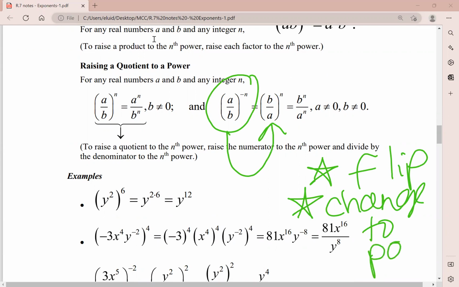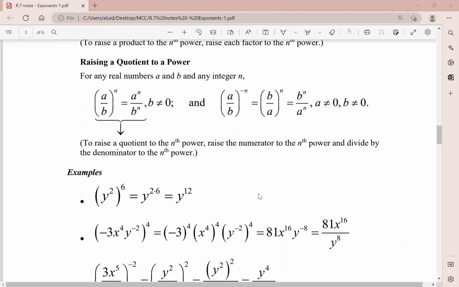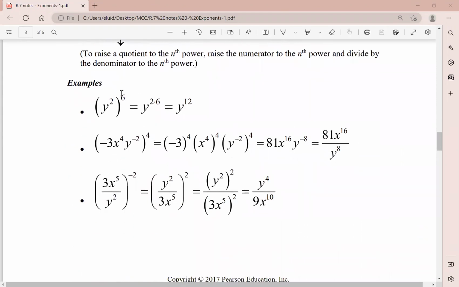Just writing that here. So when you have a whole fraction in parentheses raised to a negative exponent, flip that whole thing, and then change the exponent to positive. Okay, we see some examples of the power rule down below. Let's take a look. So our first one is y squared to the power of 6.